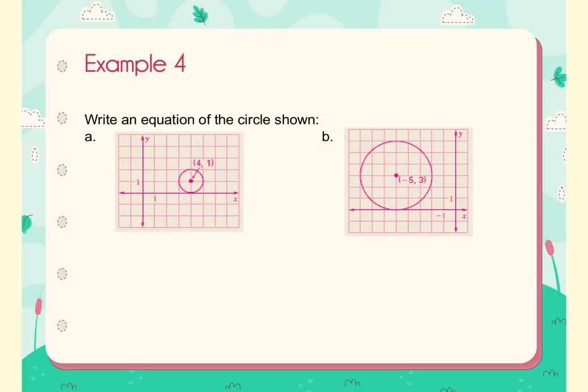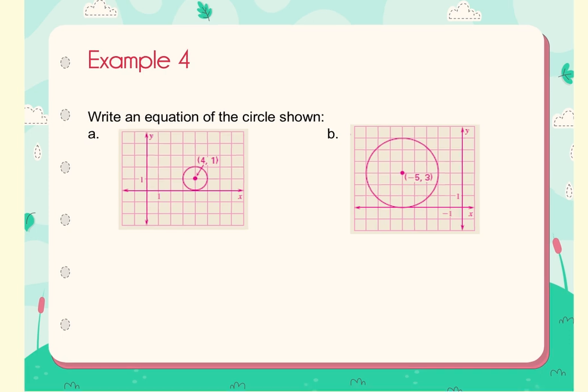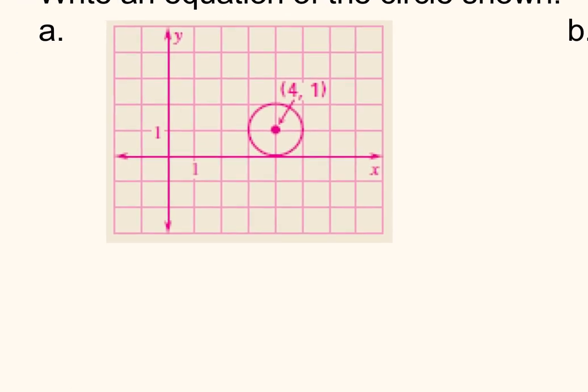All right, now we're doing it from a graph, but still the same goal, right? The equation of the circle. From both of these, I need my center and I need the radius. What's the center? 4, 1, so that's my h and my k. How do I find the radius? We literally count it, right?